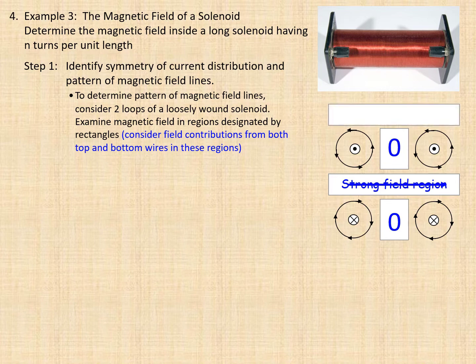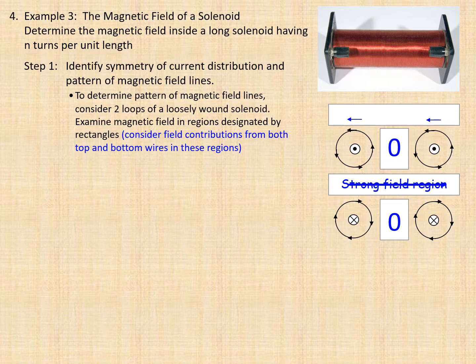When we now turn our attention to the region outside of the solenoid, we see something sort of interesting happen here. You'll notice that when we look at the upper portion of the left-hand loop, the magnetic field points left. But we also need to look at the contribution of the field from the lower portion of this loop here. Now since it is further away, it's going to produce a weaker field in this region.